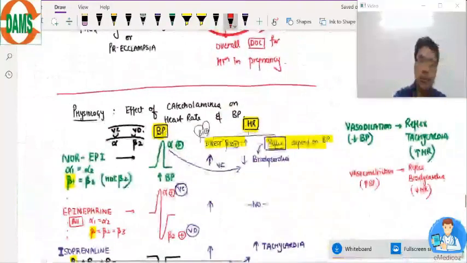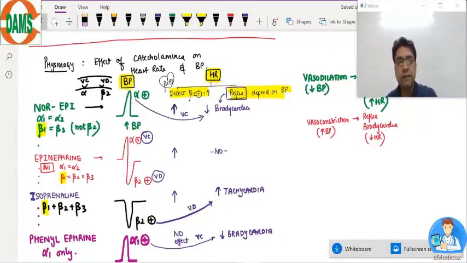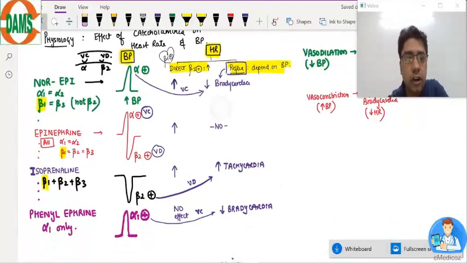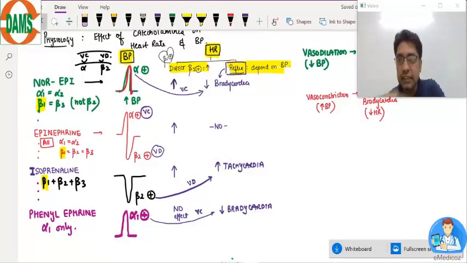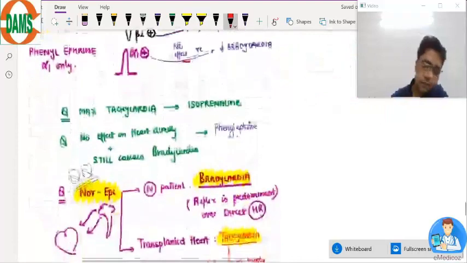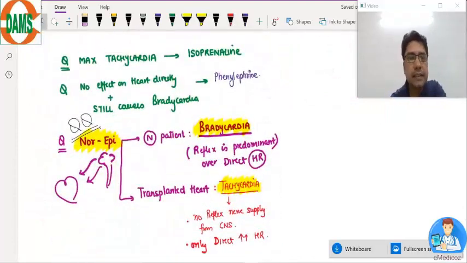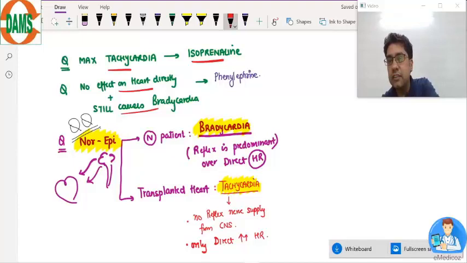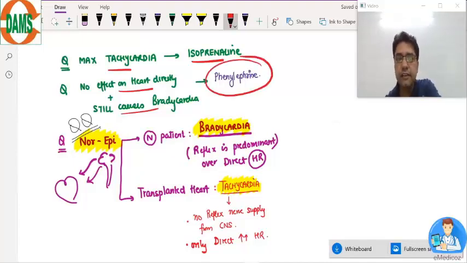Okay, then physiology of catecholamines: norepinephrine, epinephrine, isoprenaline and phenylephrine. Norepinephrine increases BP. Epinephrine has a biphasic response because it acts on alpha and beta 2. Norepinephrine only increases BP because it doesn't have beta 2 action. Isoprenaline only reduces BP because it doesn't have alpha action. Phenylephrine increases BP. And we have discussed what effect they will produce on heart rate. Okay, so these are the 4 points we have learned today. Maximum tachycardia, isoprenaline. No effect on heart, but still causes reflex bradycardia, that is phenylephrine.